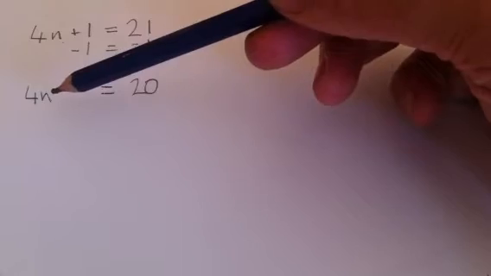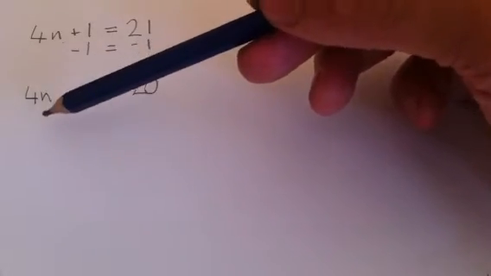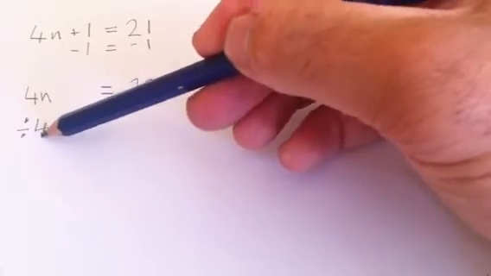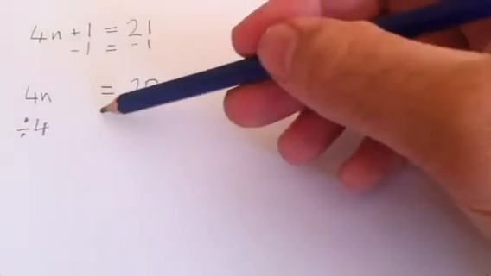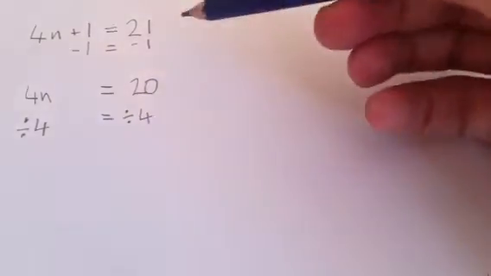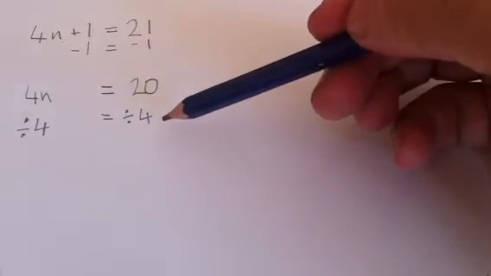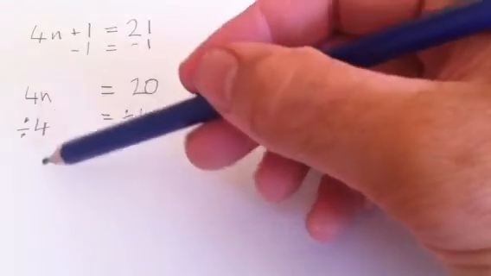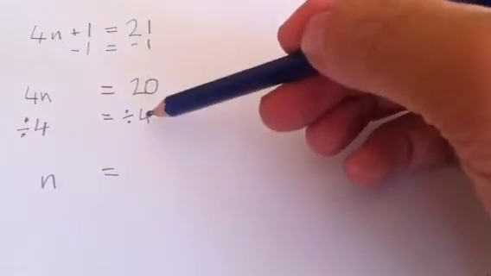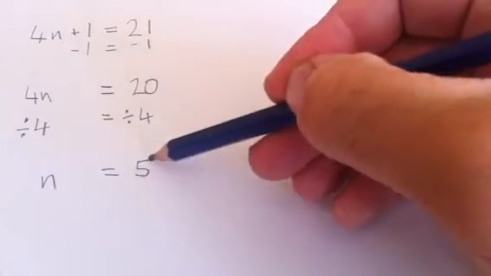Now the only thing preventing me from solving n is this 4 times, because that's what 4n means, 4 times n. Now to cancel out 4 times we do the opposite, which is divide. So we'll be dividing by 4 to cancel that out, but again I must also divide by 4 on this side if I'm to keep the equation balanced, leaving me with 4 divided by 4 is 1, or just n, equals 20 divided by 4 equals 5.